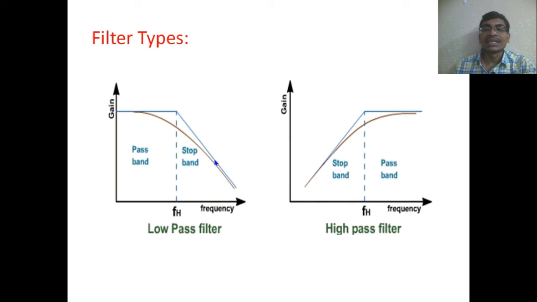Let us see the response of the high pass filter. In this high pass filter, from 0 to FL, up to the FL frequency, we will have the stop band, and greater than FL, we will have the pass band. In the stop band range, we will get the minimum gain. In the pass band, the gain will be the maximum.